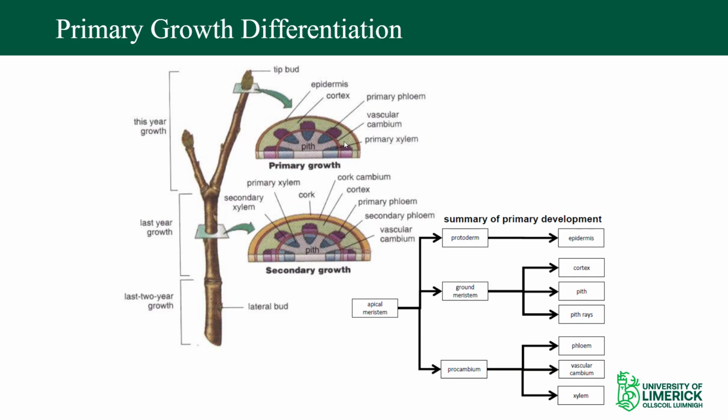vascular cambium, which is allowing for growth to take place as well, within the cambium layer. And then we've got our primary xylem. So primary phloem, primary xylem, they're the initial parts of the xylem system and the phloem system, or the vascular system, that are going to allow for water to be transported up and down the tree, as well as any of the initial food produced, so glucose produced by photosynthesis, to be transported back down the tree.